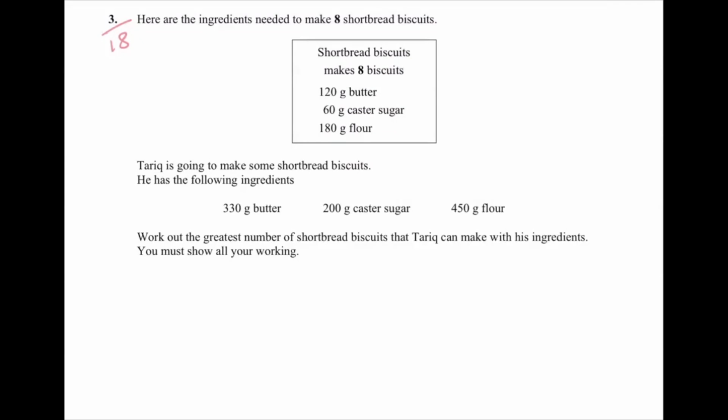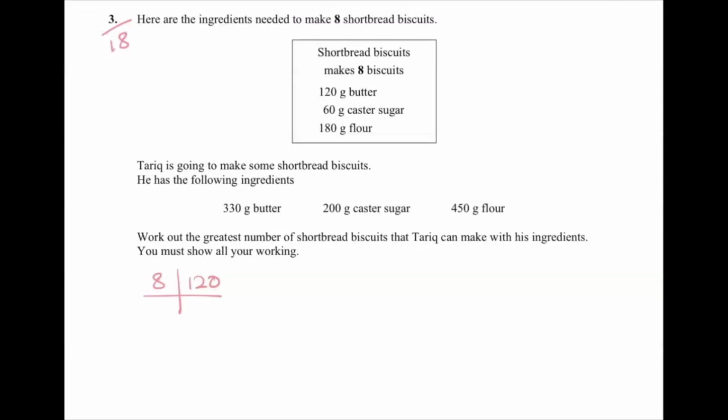Okay, so I'm trying to work out the greatest number of shortbread biscuits I can make with the ingredients that I have. So I'm going to need to work out the maximum that butter can make me, and then caster sugar, and then flour. The fact that I have to help me with the butter is that 120 grams is going to make 8 biscuits. So I pop that into my grid. My fact is always at the top, side by side.